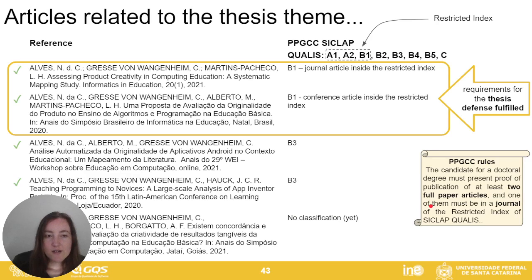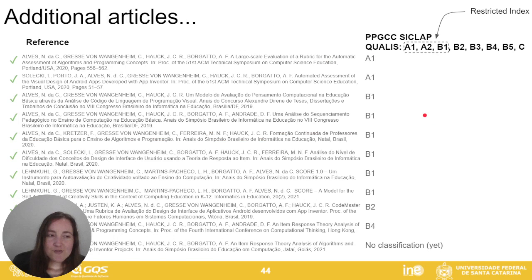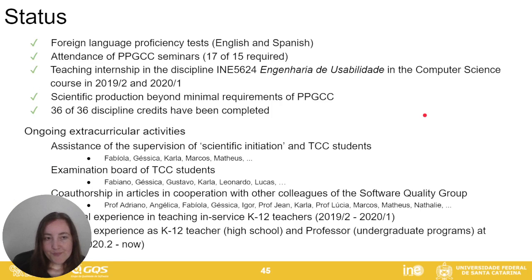According to PPGCC rules, the candidate for doctoral degree must present proof of publication of at least two full-page articles, and one of them must be in a journal of the restricted index of the Qualis. The good news here is that those scientific production requirements have already been achieved. Considering also that I'm working constantly in touch with other colleagues of the GKS lab and computing article initiative, so far we have worked on many additional articles as well.